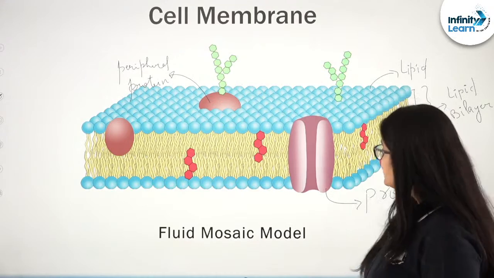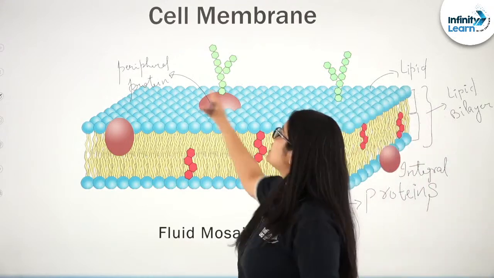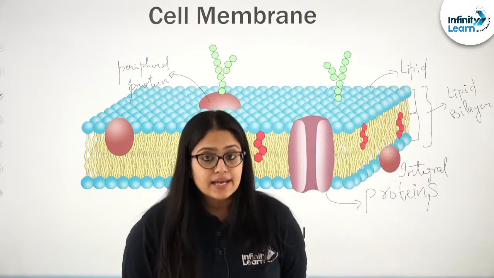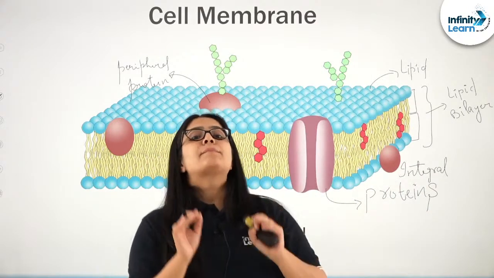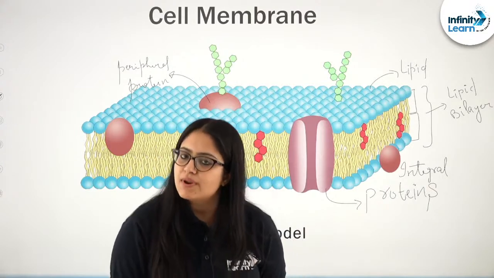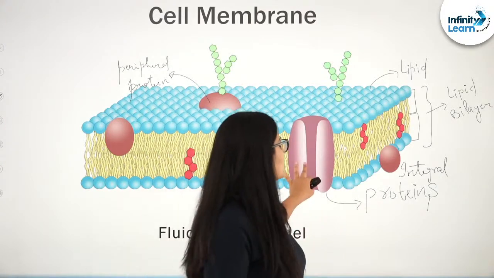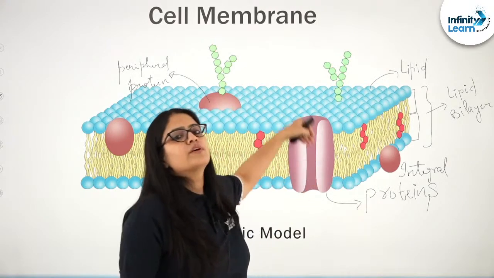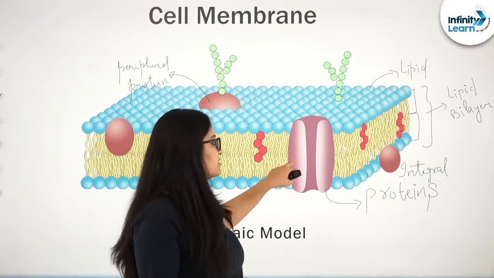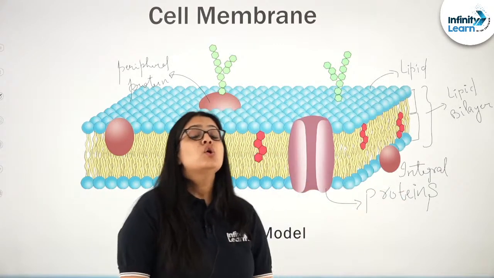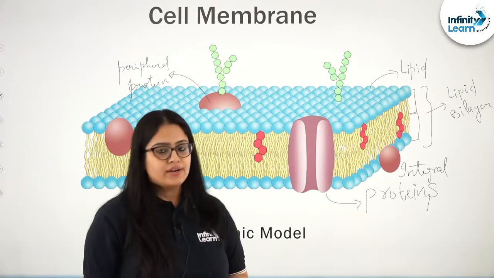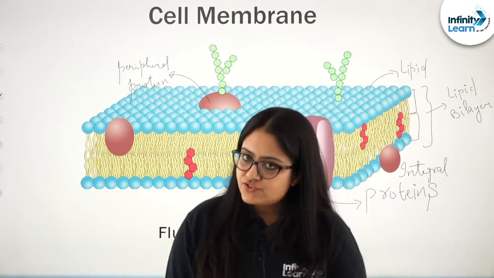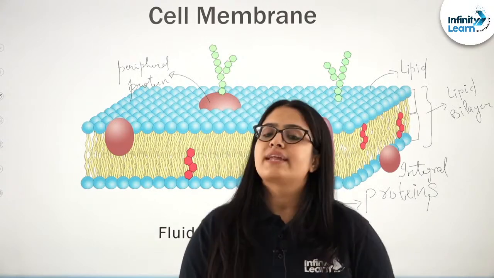Now, what is the integral protein? Integral proteins, in comparison to the peripheral protein, are either partially or completely buried inside the plasma membrane. See here, this protein is running through the entire length of the plasma membrane. So, this is a type of integral protein which is entirely buried inside the membrane. So, depending on the ease of extraction, how easily you can extract them.